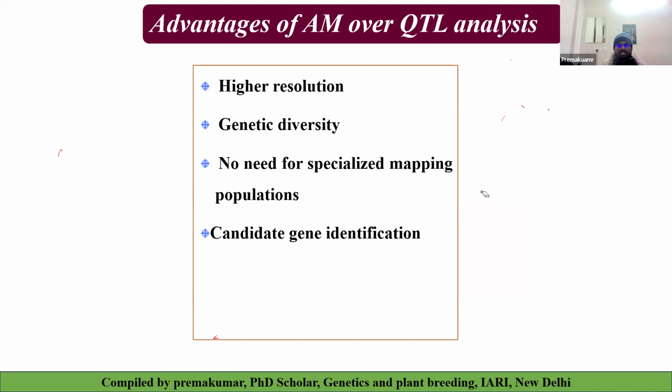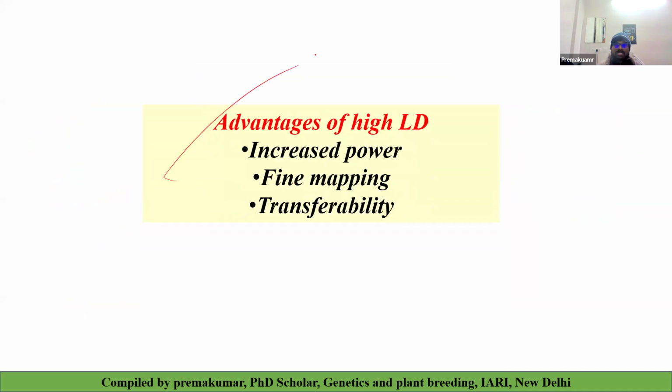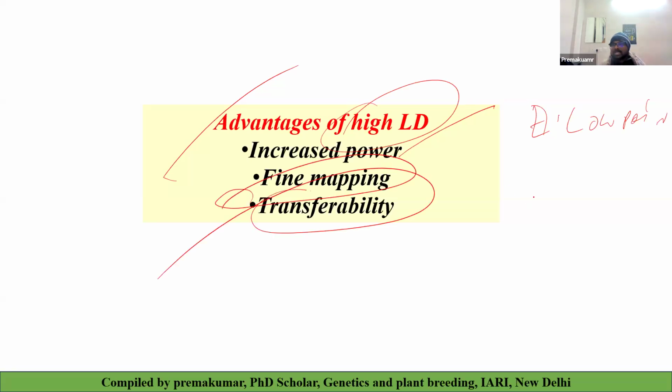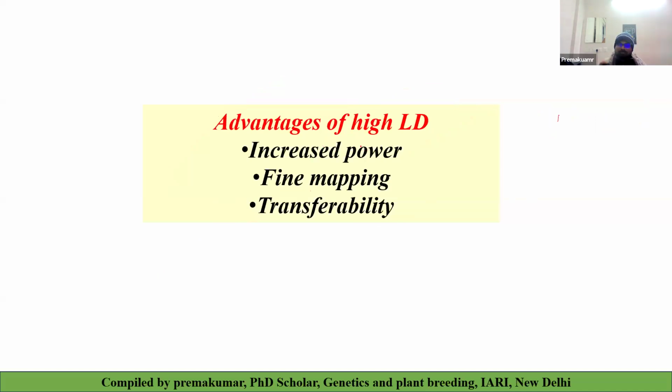Then candidate gene identification. There also we can identify candidate genes; we will discuss that. Then the advantage of higher LD: it increases the power. Normally in association mapping it's a low power; I will discuss that. It's fine mapping and transferability. Higher LD means they are tightly linked, so if you transfer the allele, your gene will definitely be transferred. If the distance is greater, there may be a chance of recombination and the reliability of the selection will go wrong. That's why you should have a higher LD for this.